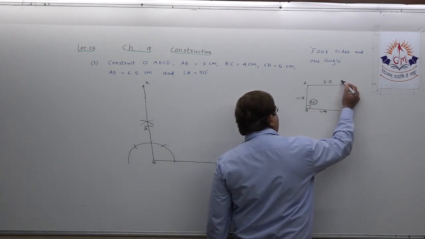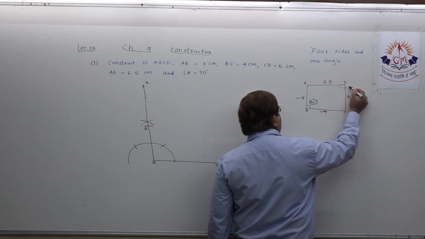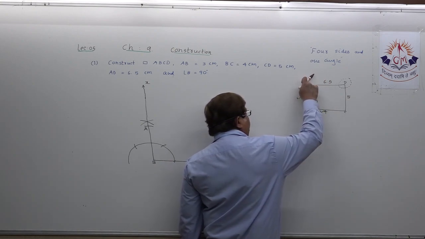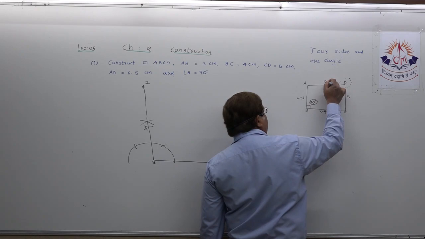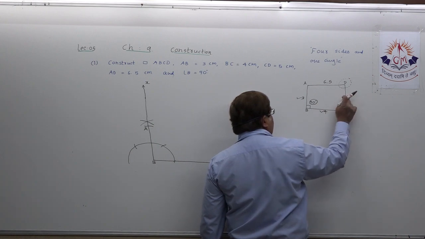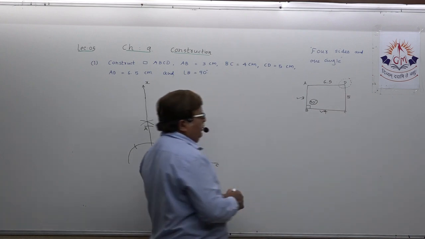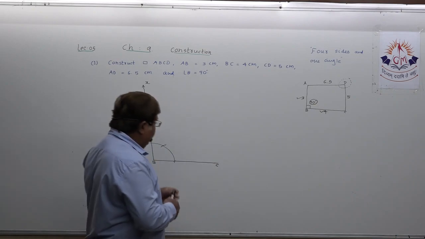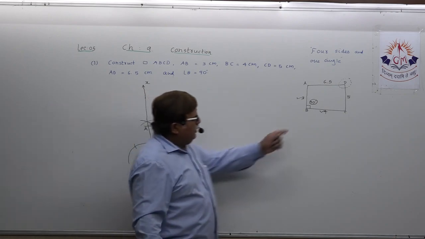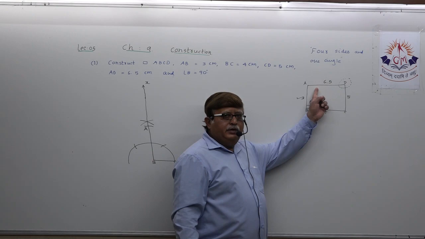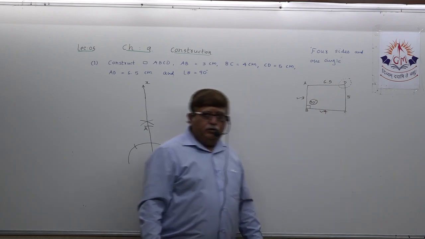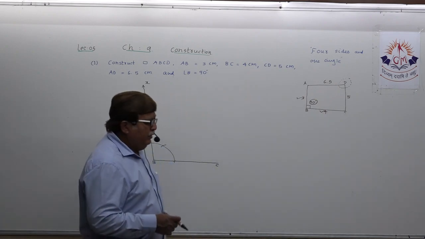Now this is a question of obtaining point D. For that, one arc you can draw from A, taking radius 6.5. One arc you can draw from C, taking radius 5 centimeter. Both the arc will intersect. Okay. So first, take your compass. I want to center my compass at point A. So take radius of 6.5 centimeter.